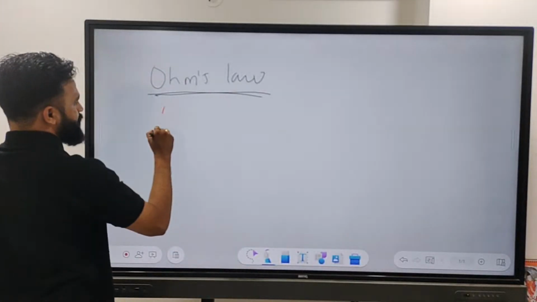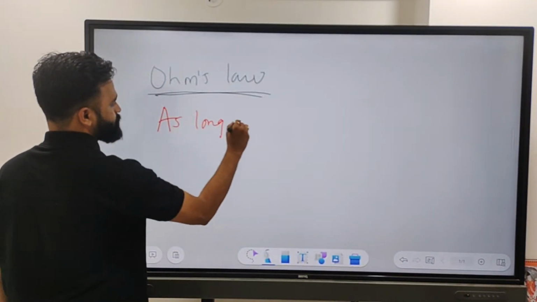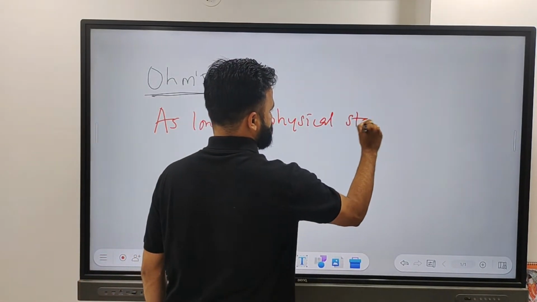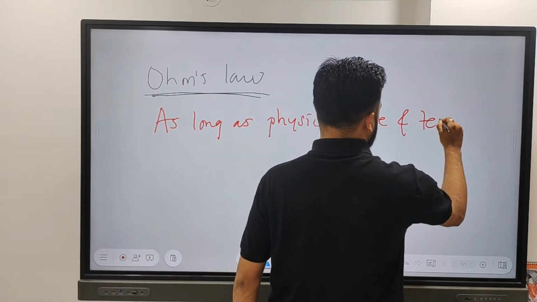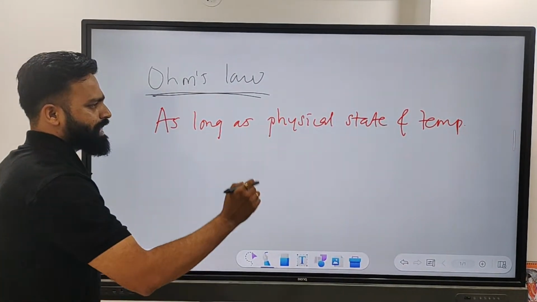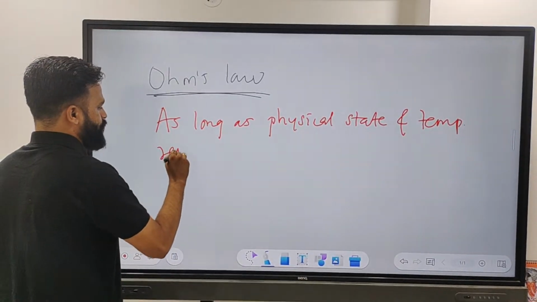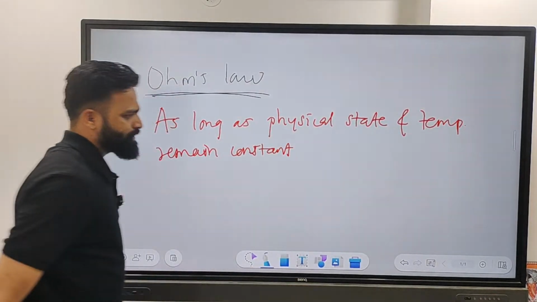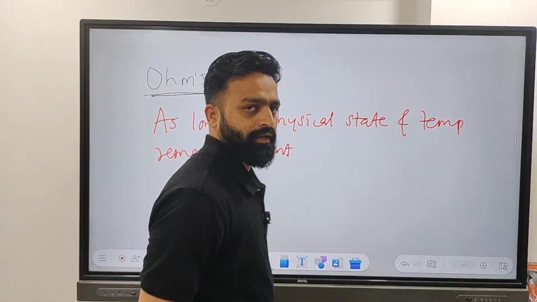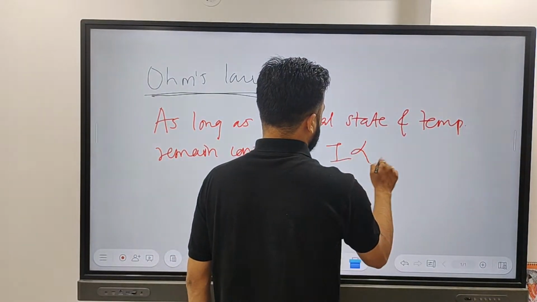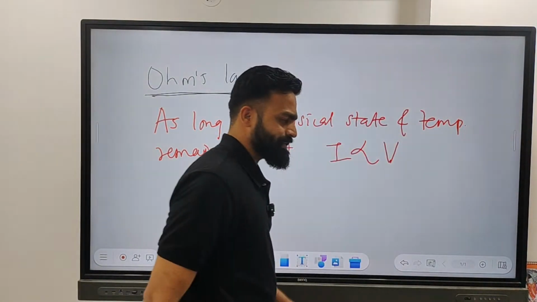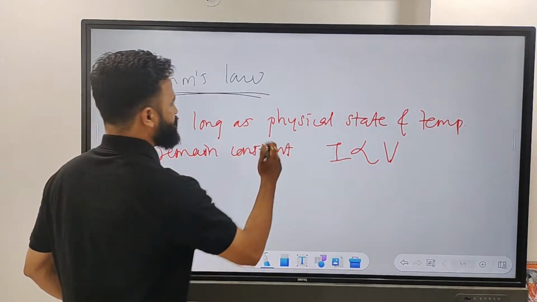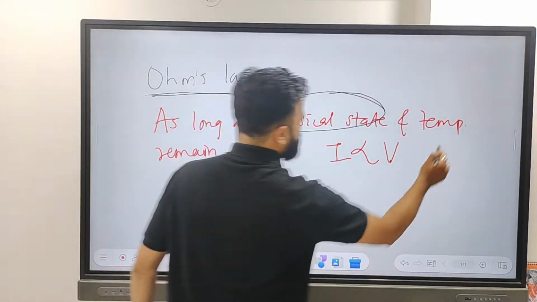Actual Ohm's law is, as long as physical state and temperature remain constant, the current flowing through a conductor is directly proportional to the applied voltage. Okay, as long as physical state and temperature remain constant. So these are two conditions that we have to remember. One is physical state and the other is temperature.